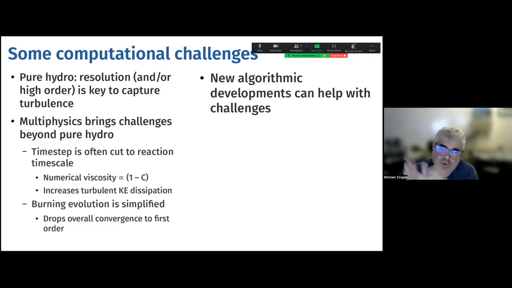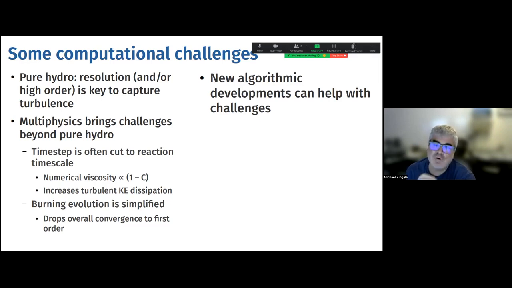If you want to model turbulence and you're doing pure hydro, we all know that you just want to use a lot of resolution and/or a high order method so that you can really separate the scale of where you're depositing the energy from the dissipation. You can get a nice turbulent cascade, and you can see this well-developed turbulence. When you're doing multi-physics, though, and you have other things besides hydrodynamics, resolution isn't the only thing that you need to optimize.